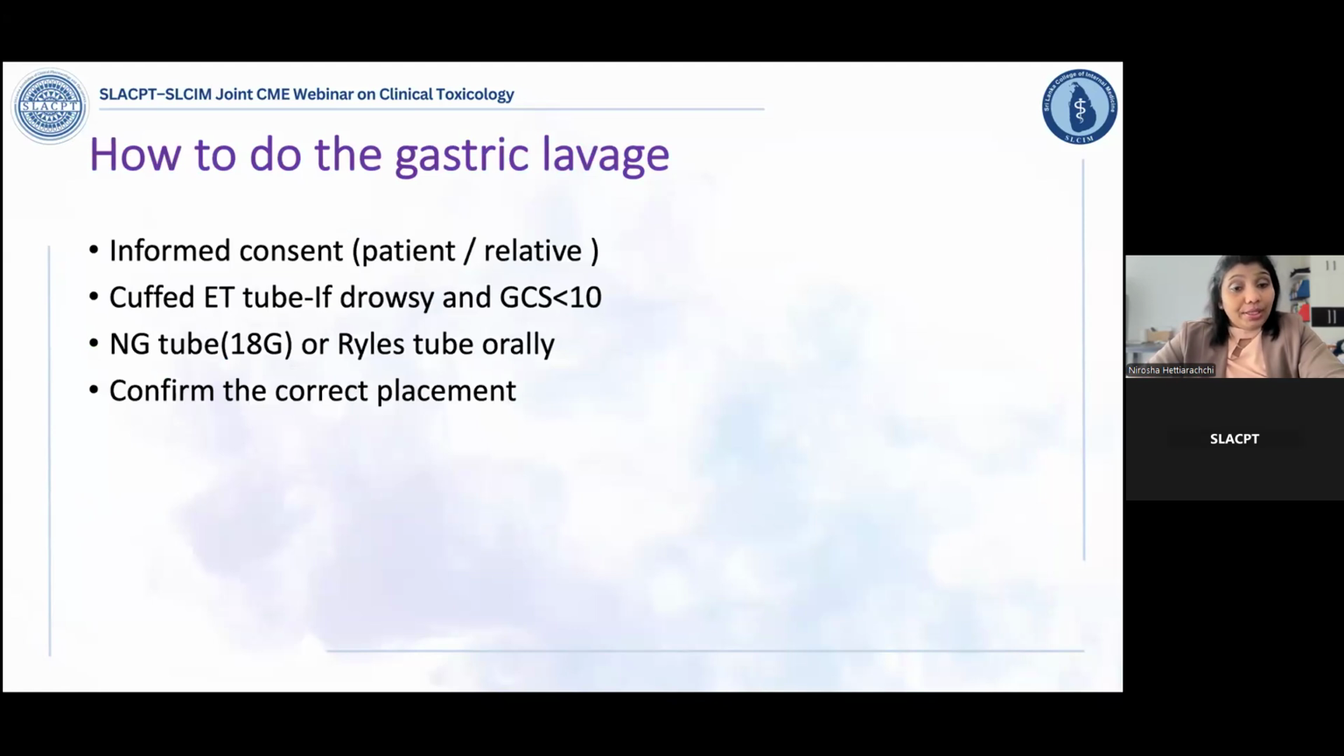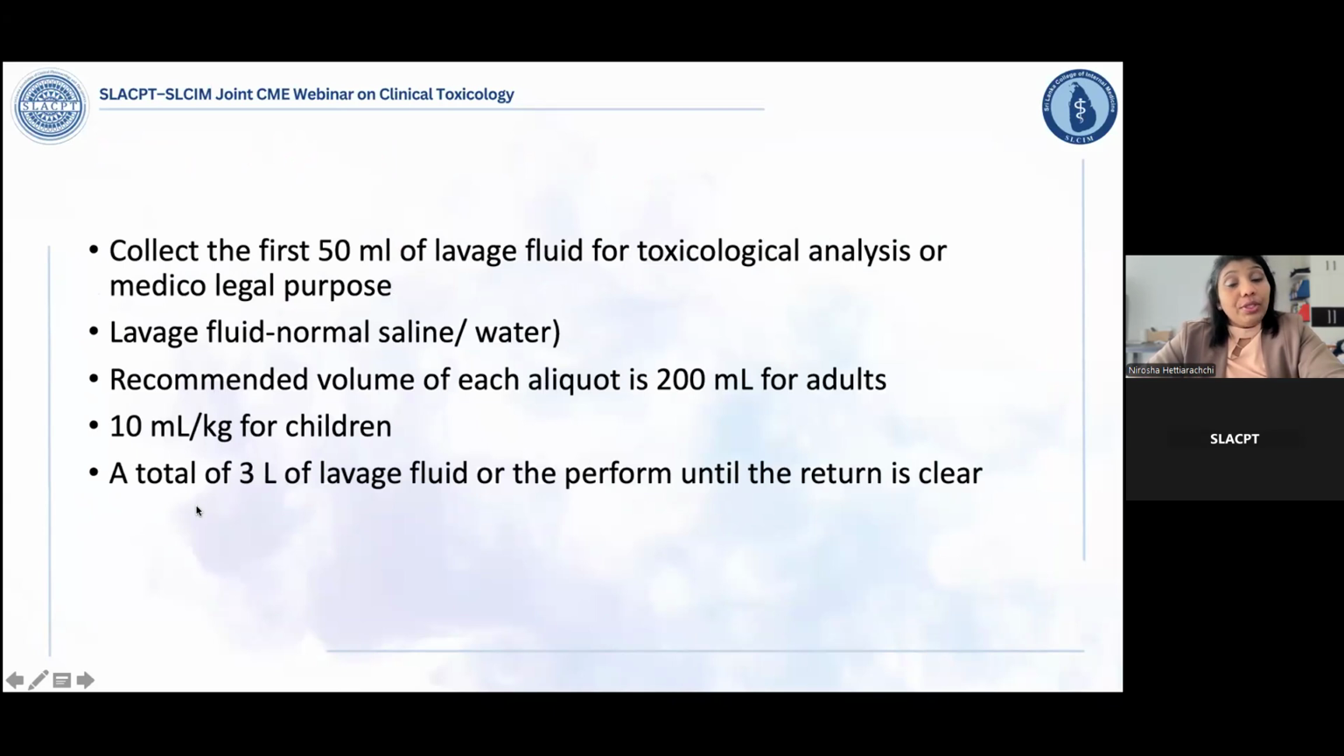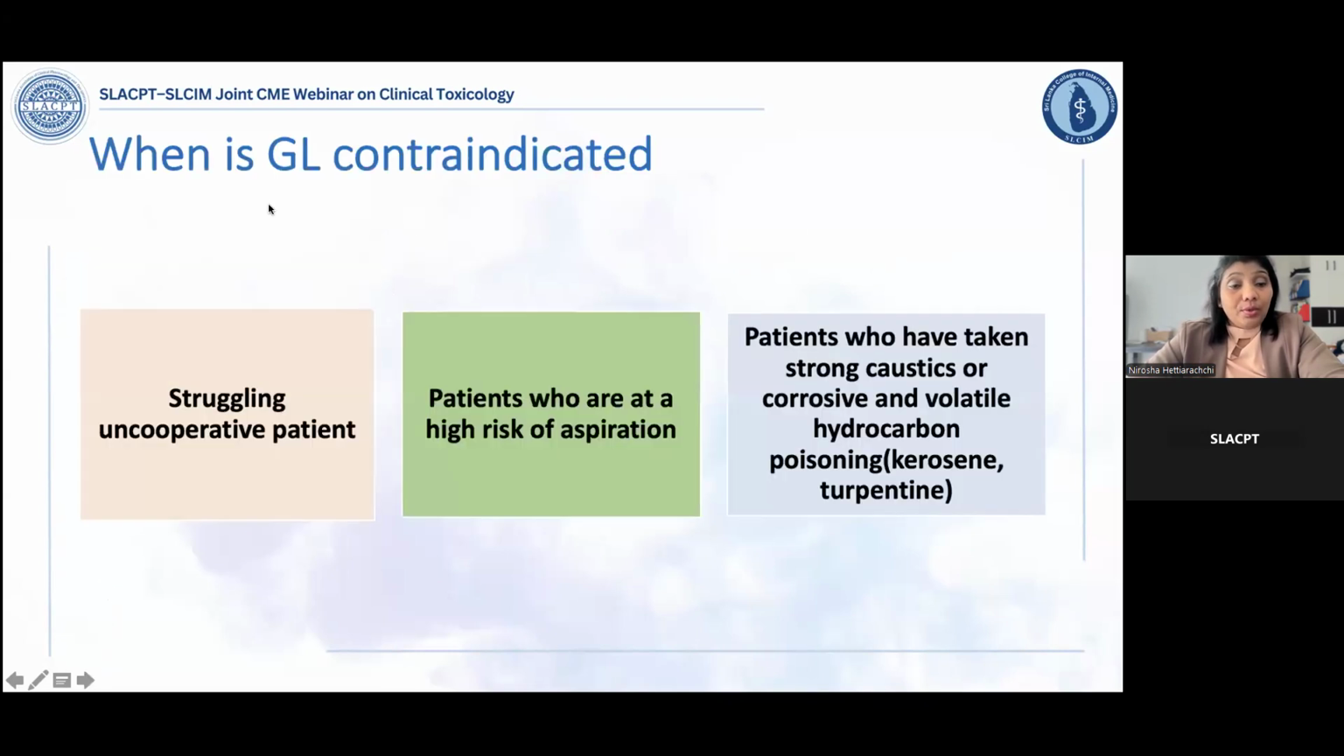An NG tube of 18 gauge or above is fine, and you have to confirm the correct placement. Usually the first 50 ml of gastric lavage has to be taken for the toxicological analysis and the medico-legal purposes. Lavage fluid can be either normal saline or water. Recommended volume is about 200 ml for adults. You usually put 200 ml in, and then you take it out. So around 3 liters of lavage fluid will be sufficient, or else you might have to do it until your return comes out clear.